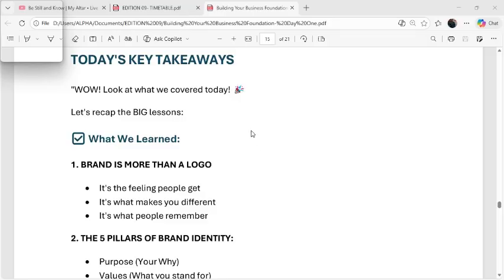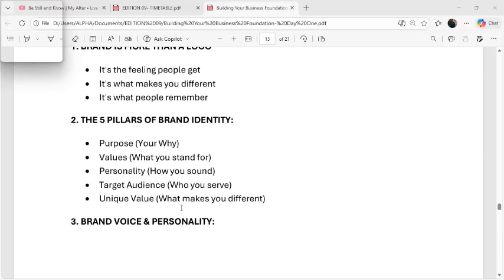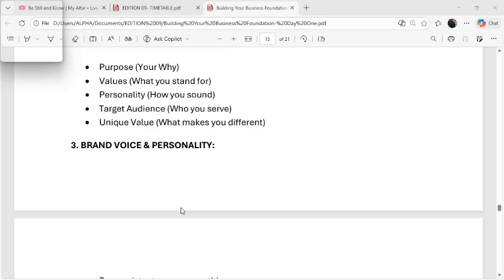So guys, let's just recap on what we're talking about today. Now, a brand is more important than a logo, and it is more than just the logo. It's the feeling people get. It's what makes you different. It is what makes people remember you. Then the 5 pillars of brand identity: purpose, your why; values, what you stand for; personality, how you sound; target audience, who you serve; unique value, what makes you different.